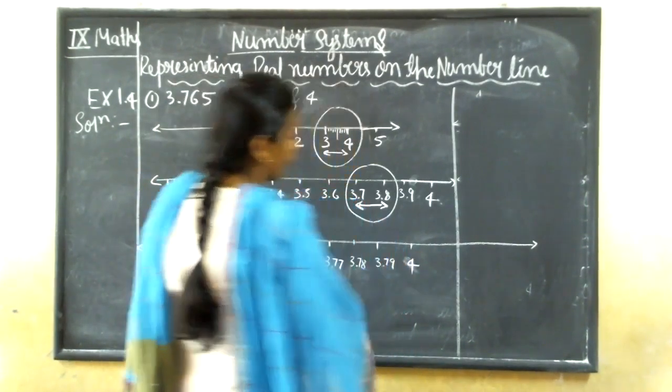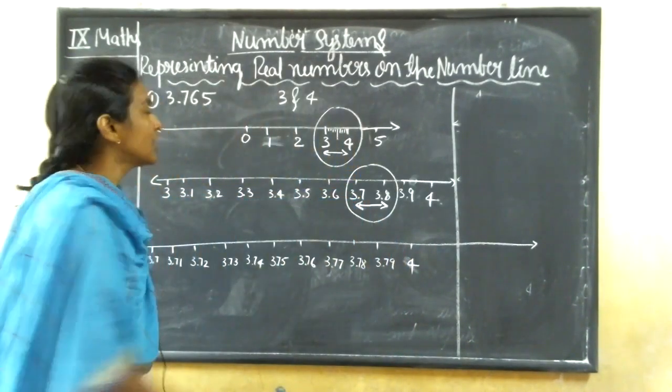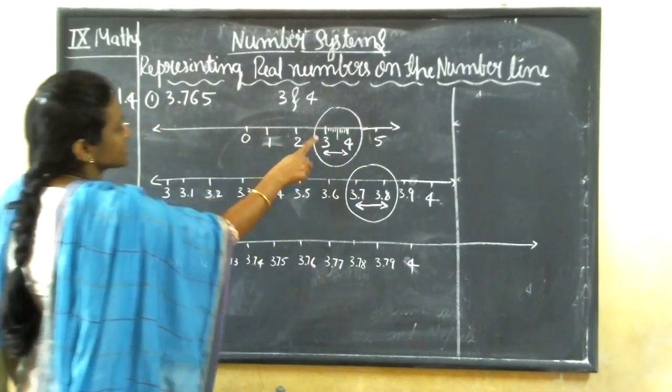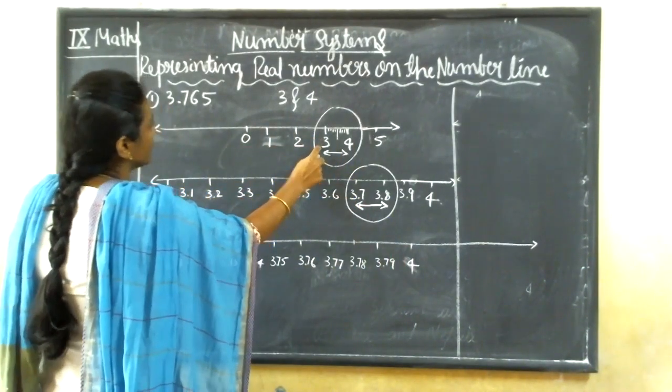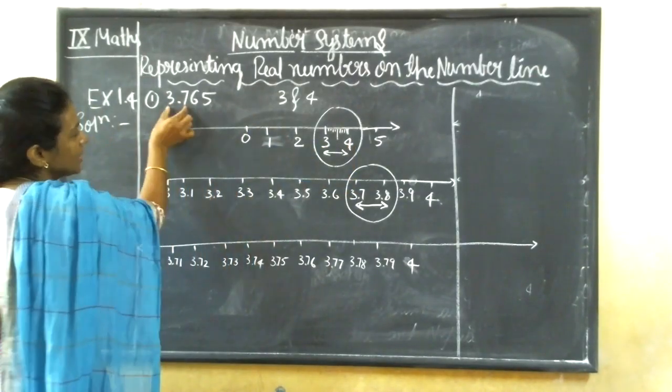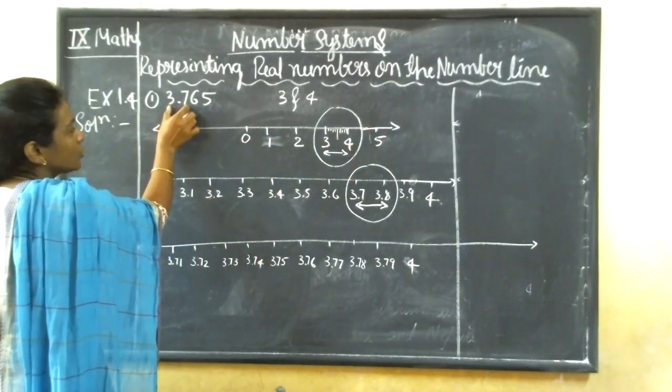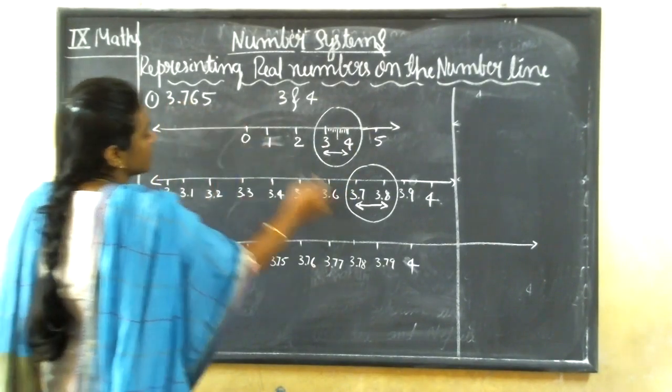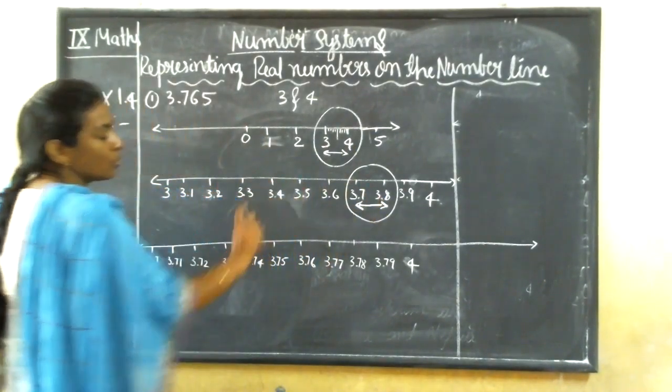It is here, 4. Okay, so in this number line, we have shown that in between 3 and 4 we will get it over here. Next we will take 3.7. Okay, we got to know that one. Here this value comes in between 3.7 and 3.8. This is over here.